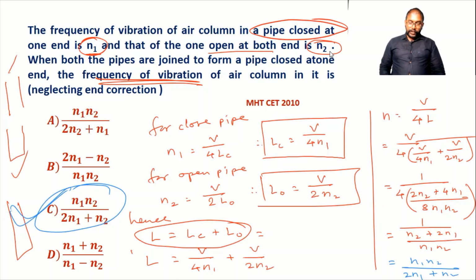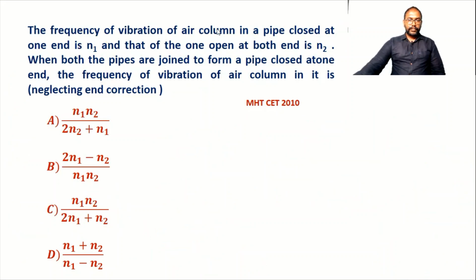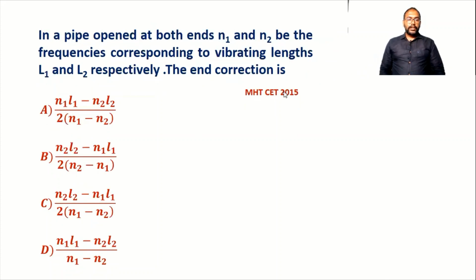Now we are going for the next one. So this is a question. In a pipe open at both ends, N1 and N2 be the frequencies corresponding to vibrating length L1 and L2 respectively. End correction is? Now we have to write end correction. See here, open at both ends. So N1 and N2 be the frequencies corresponding to vibrating length L1 and L2. So we have to write end correction.